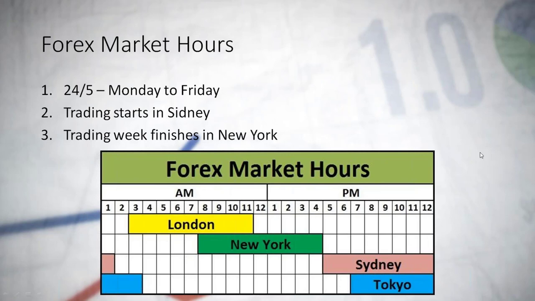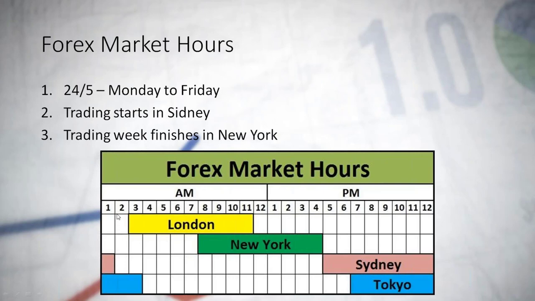So below, you're seeing a picture that visualizes how the time and the market openings and closes are distributed during the day. Notice that the time starts from 1 a.m. to 12 p.m. And this time is expressed in Eastern American time, for example, the New York time. And notice that in the beginning of the week, the trading session in Sydney starts at 5 p.m. American time. This is Eastern American time, East Coast time. Then at 7 p.m. Eastern American time, we have the Tokyo market opening.